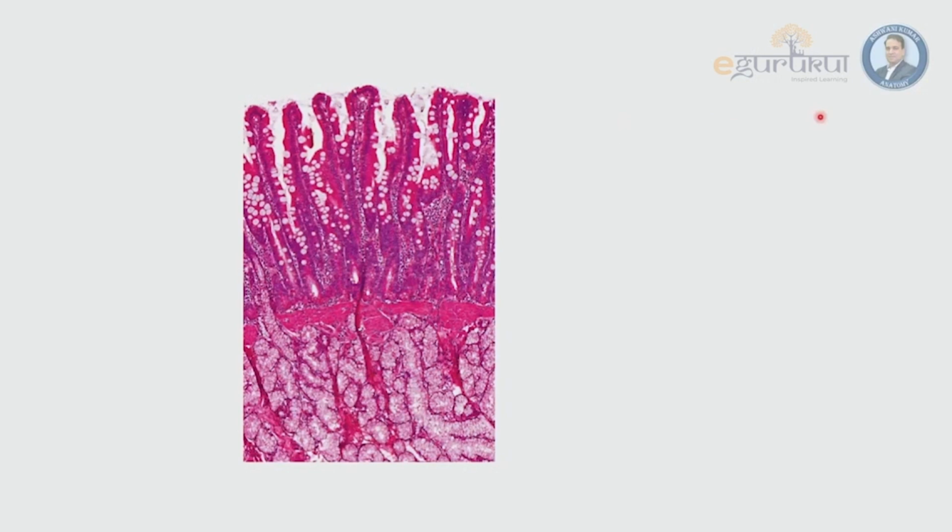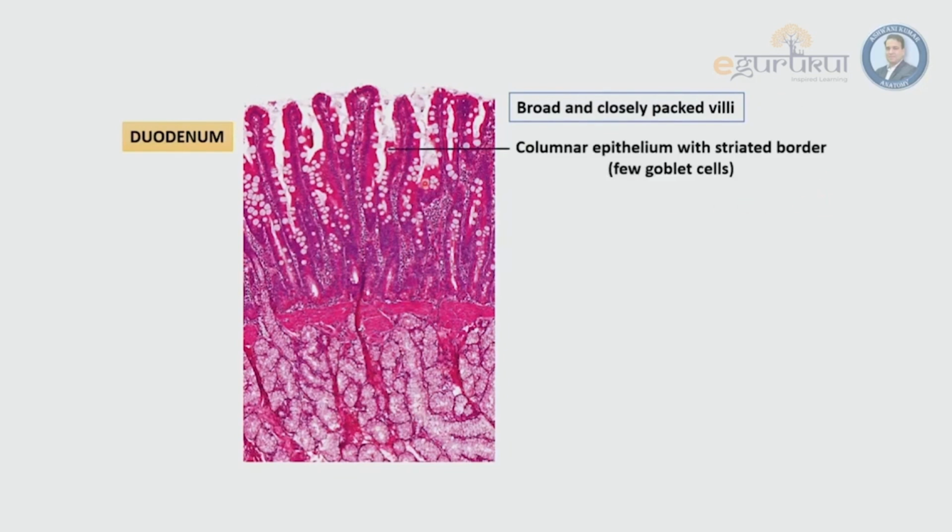So coming to this slide, it is actually of the duodenum. The duodenum, as you can see, has broad villi, and they are very closely packed. The lining epithelium is columnar here. We have a striated border, and you can see a few goblet cells. You can very easily spot these, which look like empty dots in between. These are nothing but the goblet cells.